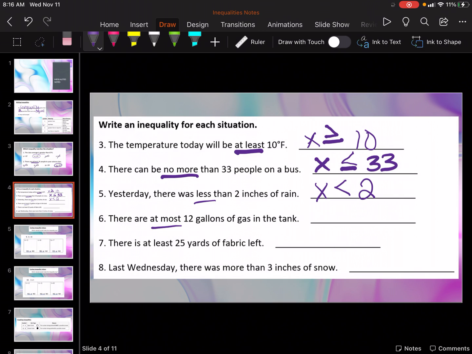There is at most 12 gallons, meaning the most it could be would be 12, which could be equal to. So 12 is going to be the bigger one, so X is less than or equal to 12. Again, think about some numbers that would work and plug it in and see if they're true. There is at least 25 yards left of fabric. So we're going to have X, and we're going to have 25. At least it could be equal to, meaning it's going to be greater than or equal to 25, because it could be 26, but not 24. And it could be 25, that's why we have the equal to sign. Last Wednesday, there was more than 3 inches, so X is greater than 3.